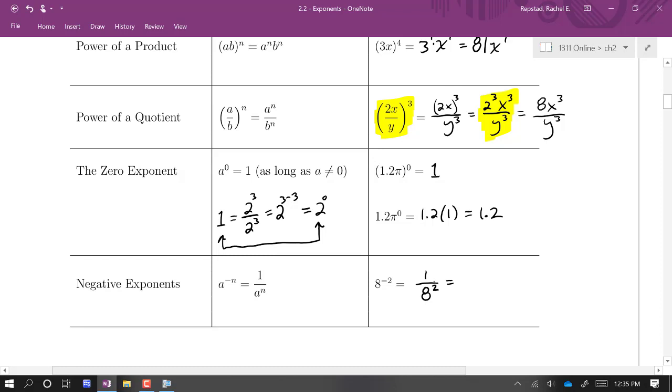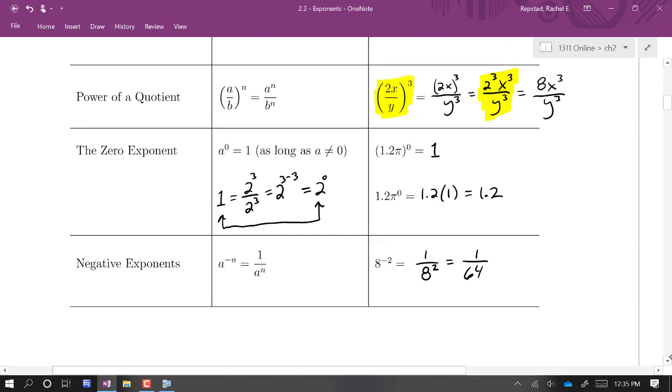And if we want, we could evaluate this, simplify it. 8 squared is 64. So 8 to the negative 2 isn't a negative value. It's just this small fraction. I'm going to do a little extra extension of this. A to the negative n is defined to be 1 over a to the n. 1 over a to the negative n is the same as a to the positive n. When you see a negative exponent, you can think of it as just switching its position from the bottom to the top or the top to the bottom in order to make that exponent positive.